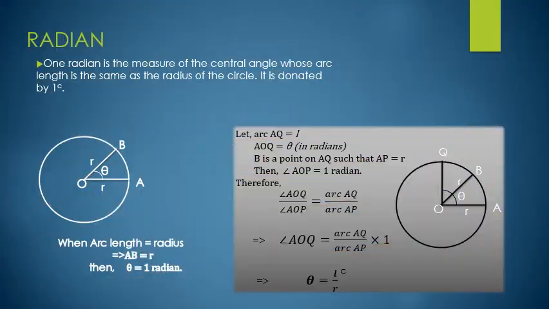Thus, 1 radian is the measure of the central angle whose arc length is the same as the radius of the circle. It is denoted by 1c.